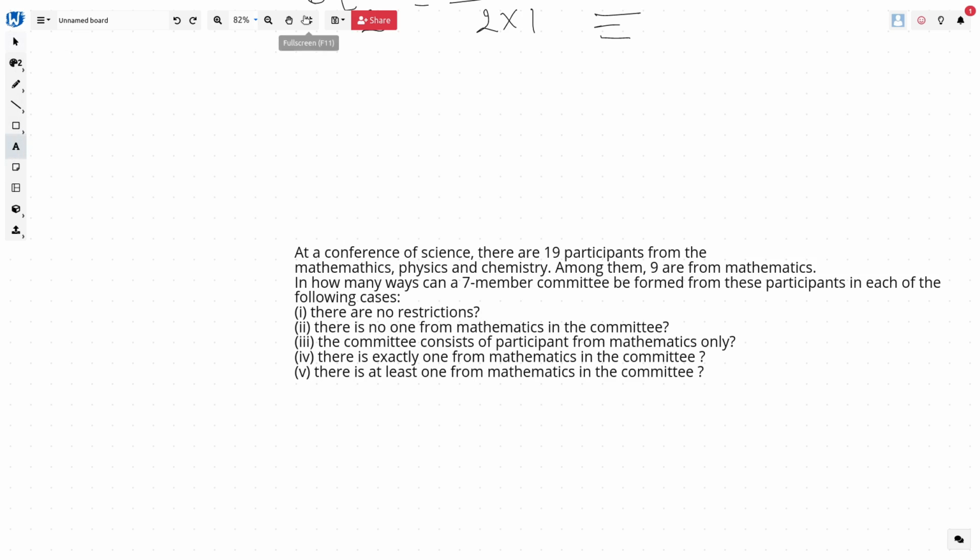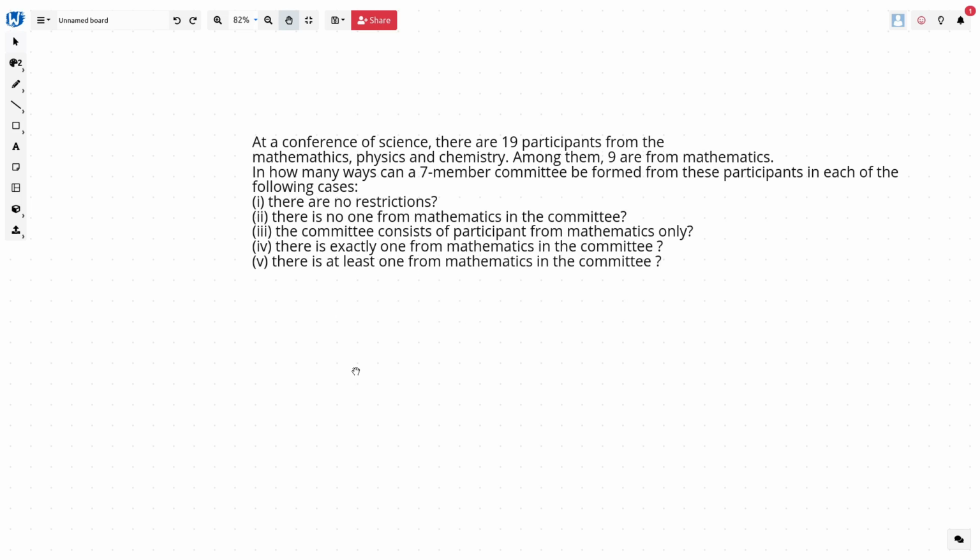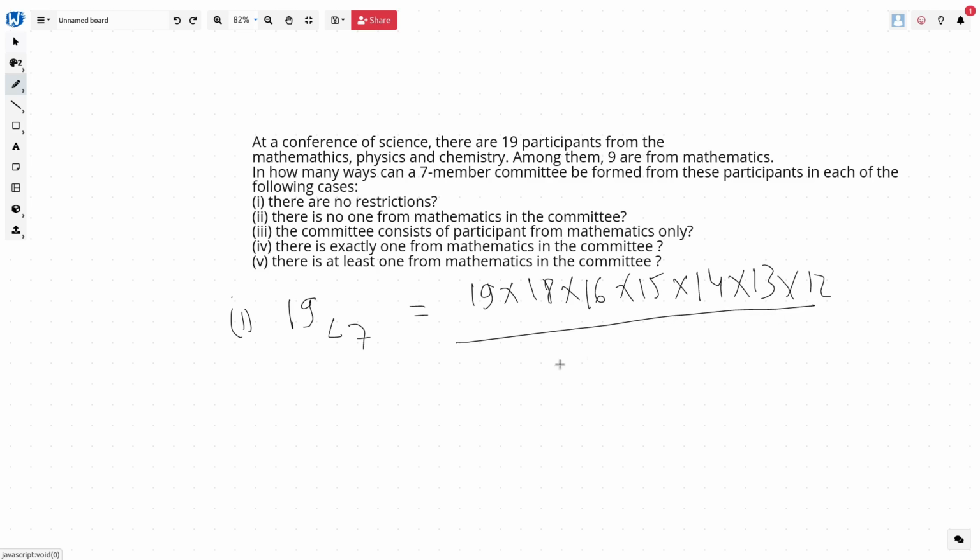Okay, so as we have noted earlier, if there is the word committee, that means the ordering here is not important, right? And since there are no restrictions applied, we have to form a 7-member committee out of 19 participants, so that will be nothing but, so this is problem number 1, first part, 19C7, right? That is 19 into 18 into, you have to write it 6 times if you want to calculate it, and then you have to divide by 7 factorial, or you can simply just write it like this. It's up to you to calculate this number and see what the result is. So this is 19C7.